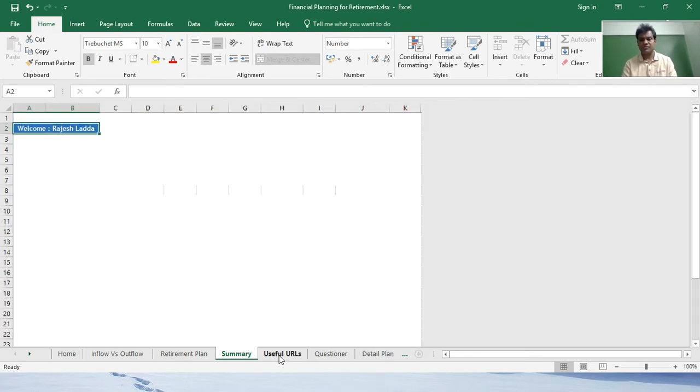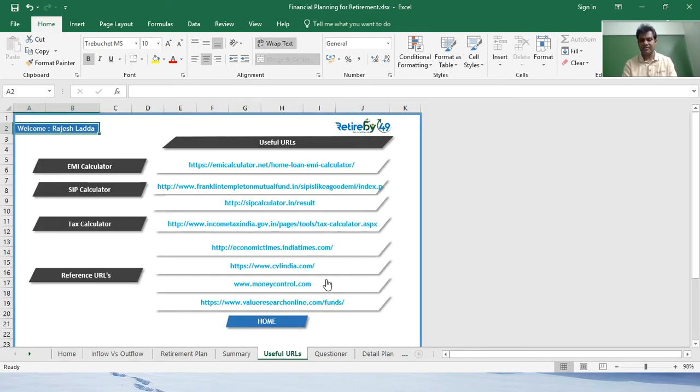Then there are some useful URLs provided for your quick reference. You can use them for various reasons. Let's say you want to evaluate various mutual funds, you can go to Value Research, Moneycontrol or Economic Times. If you want to do your KYC, you can visit CVL India. If you want to check a SIP calculator, if you invest 5,000, how many years it will take, or vice versa: if I invest 5,000, after 25 years what amount will be there? So you can do all these checks and balances using these various URLs.